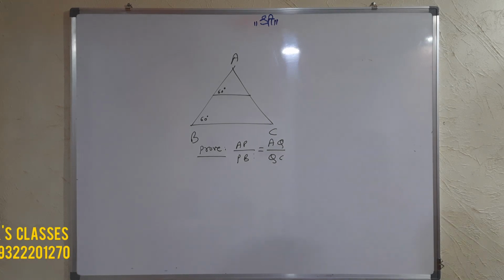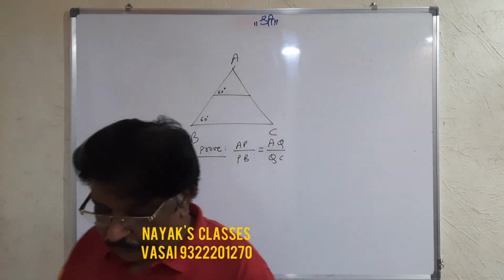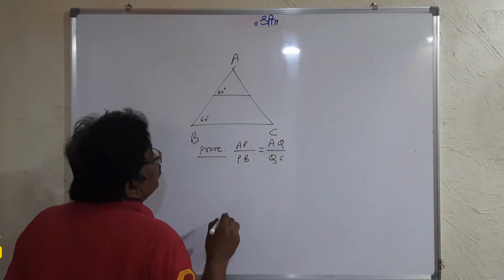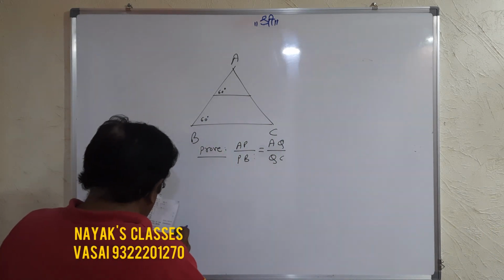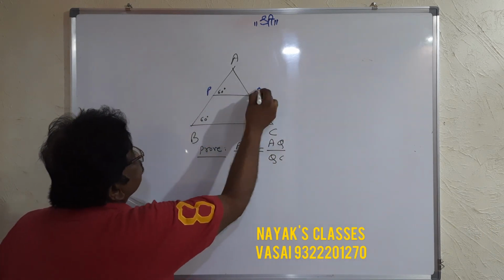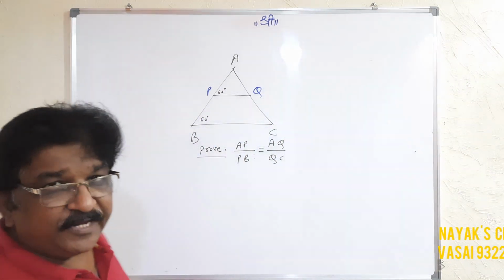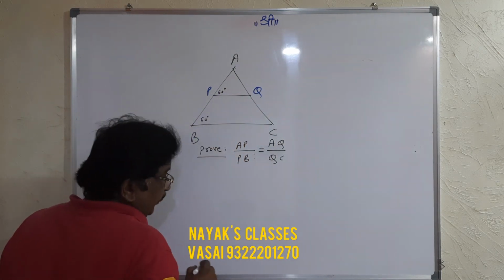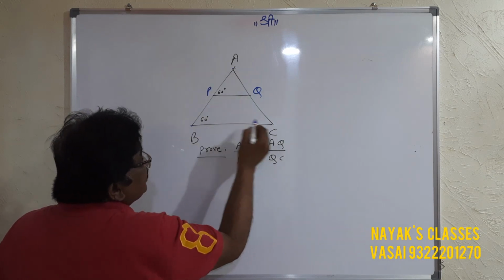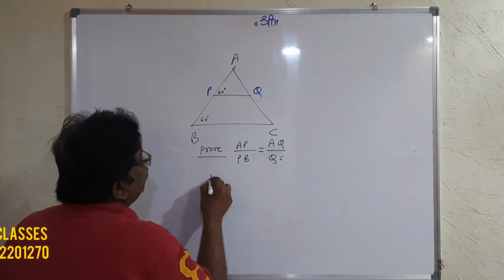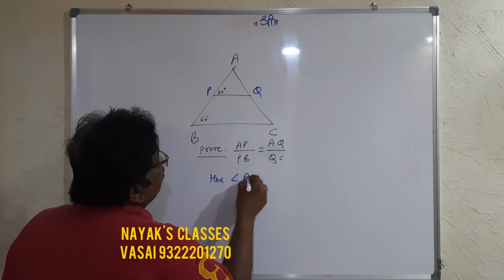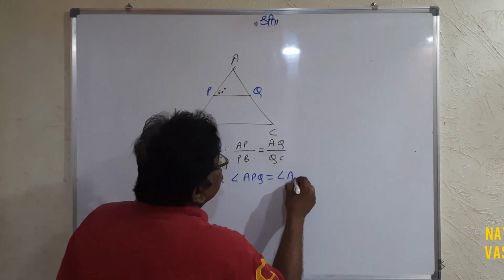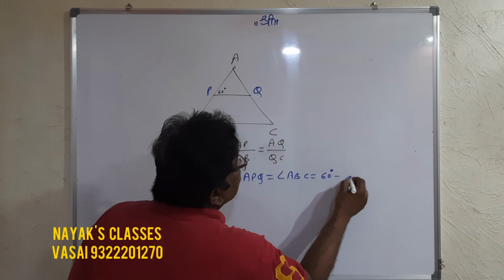We are starting now the fourth example of exercise 1.2. What they have given? They have given us triangle ABC. One line is there, it is PQ, and the measures of two angles they have given us. Angle APQ is 60 and angle ABC is 60. So here angle APQ is equal to angle ABC is equal to 60 degrees, given.